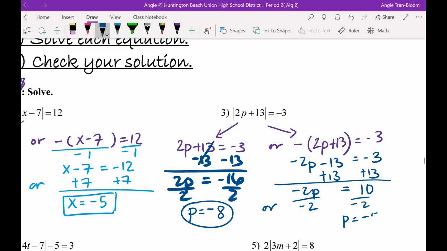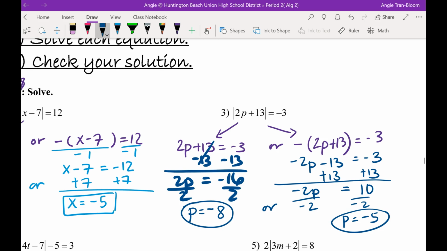Perfect. Okay. Let's check them. Did you check them? Yes. Okay. -8 times 2 is what? Good. -16 plus 13 is -3. Absolute value of -3. -3.